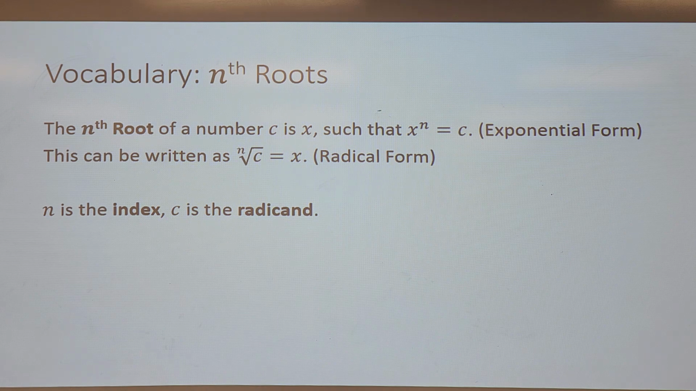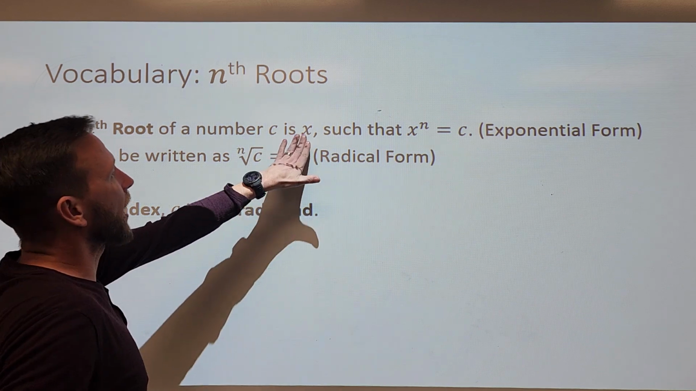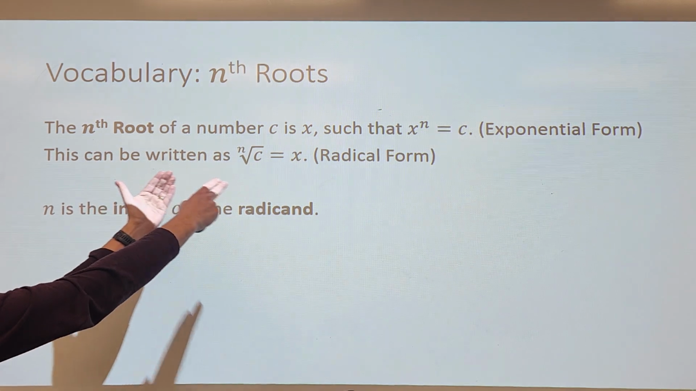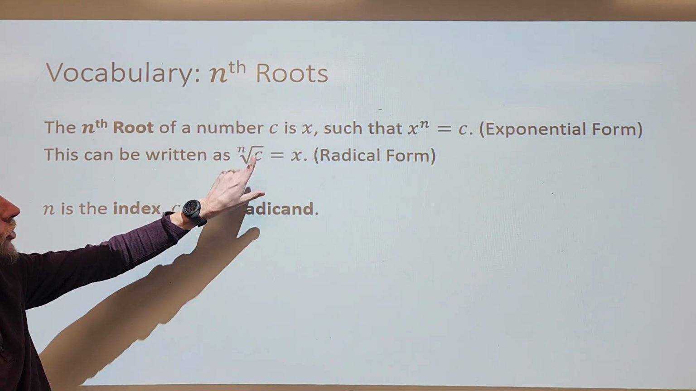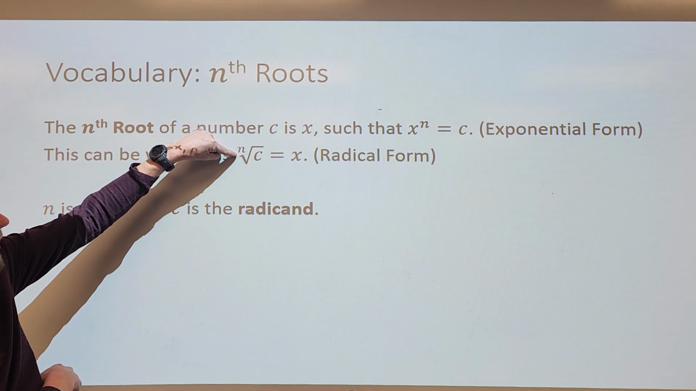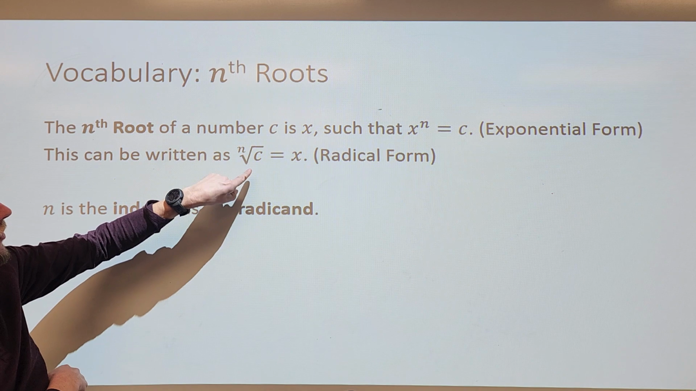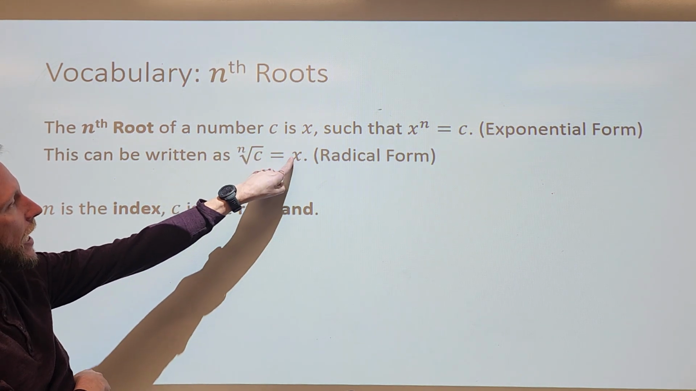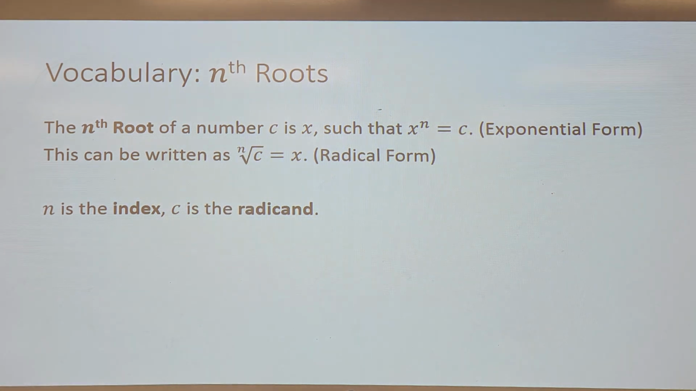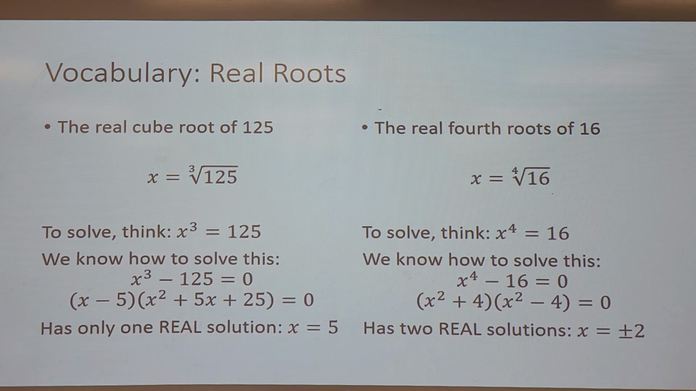And so we have to learn a little bit of vocabulary about roots. So again, the nth root of a number c is x, such that x to the nth power is equal to c. We can write this in radical form as the nth root of c is equal to x. This tells us the index, this is the radical, this is the radicand, and this is that nth root of c. There's some vocabulary there that we want to make sure that we get straight. It's just going to make our conversation about this go a little bit more smoothly.